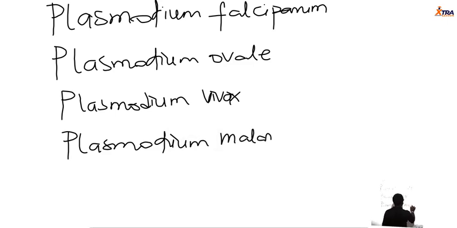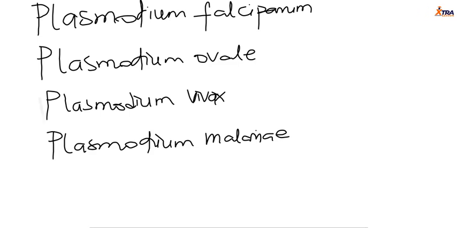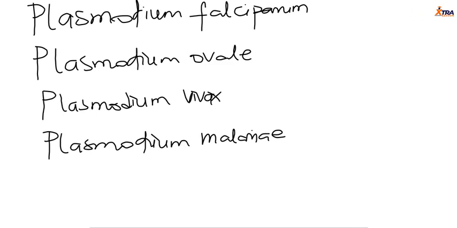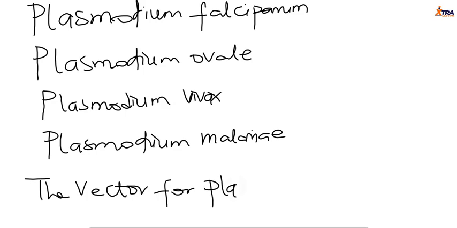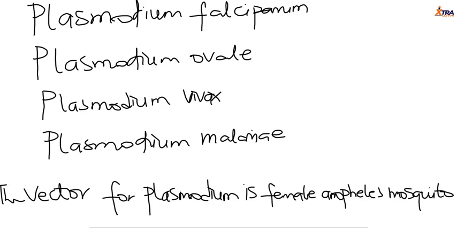Now, malaria is common worldwide. Malaria caused by Plasmodium falciparum is always very severe. Ovale and vivax are less common in this part of the world. So, what's the vector for Plasmodium? The vector for Plasmodium is the female Anopheles mosquito.